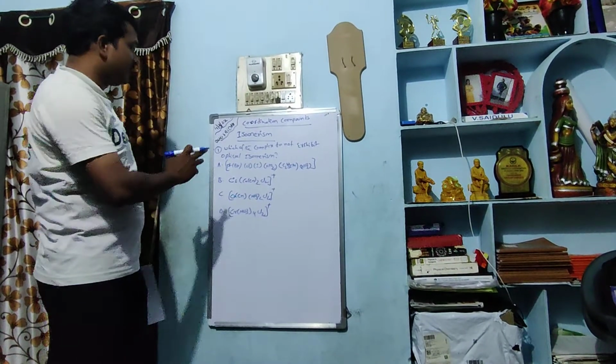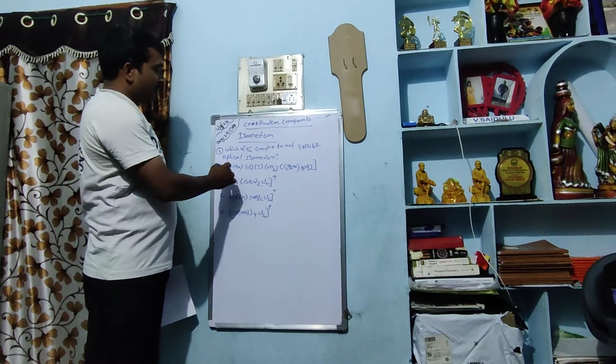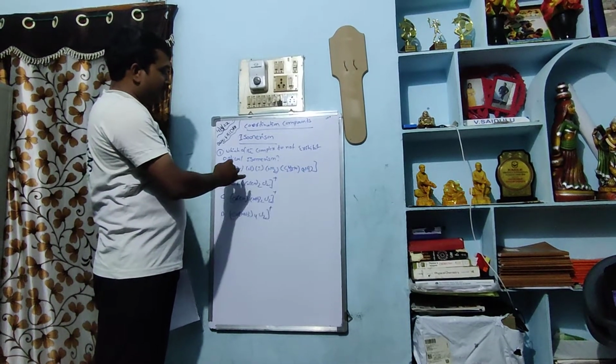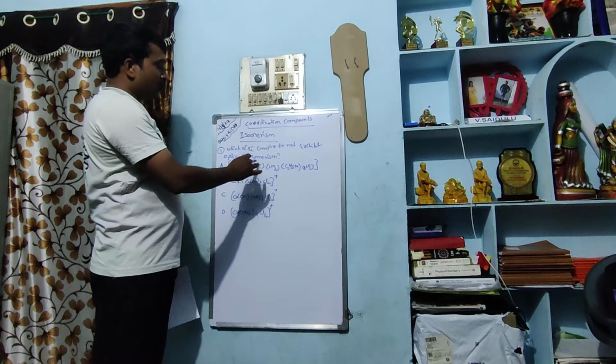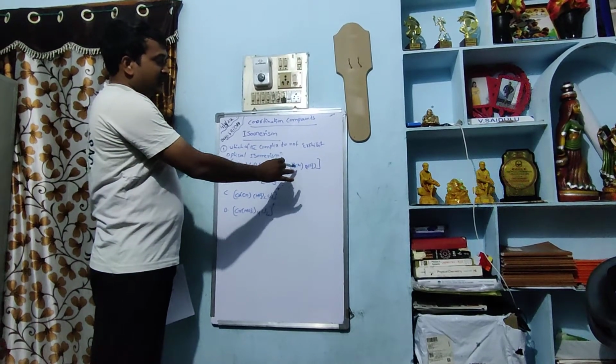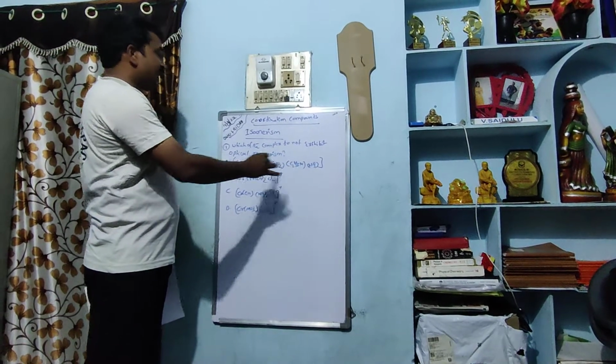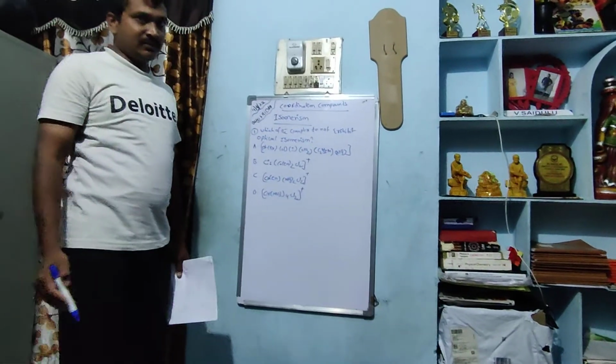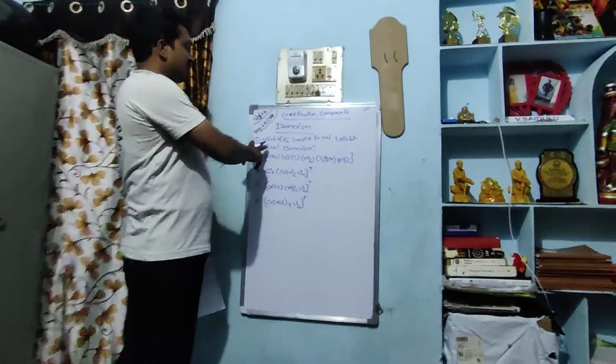First of all, you take the first option. In the first option, we have platinum, bromo, chloro, iodo, nitro. This is pyridine. This is ammonia. These 6 ligands are 6 different ligands. First, you have to consider optical isomerism.